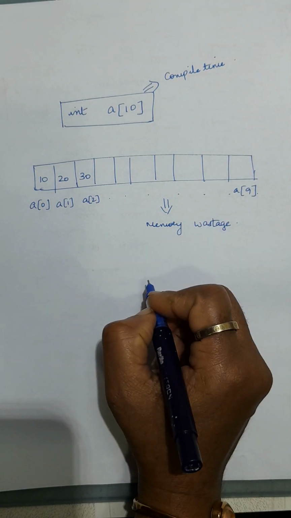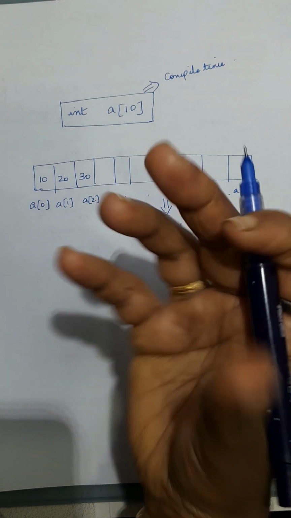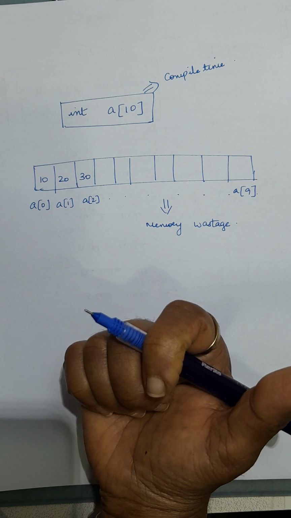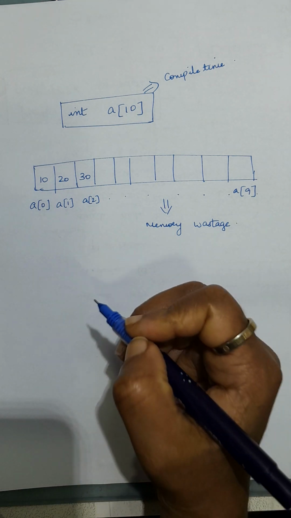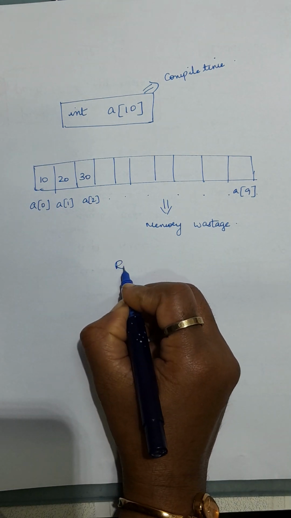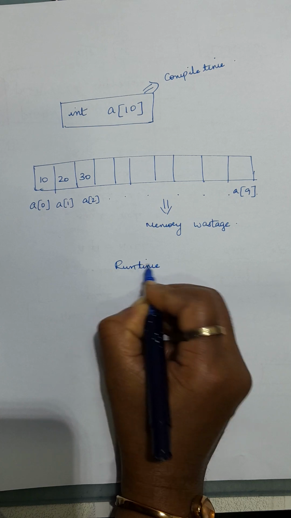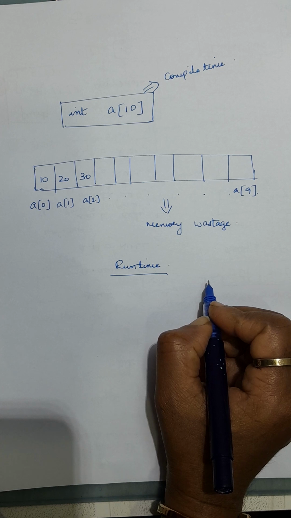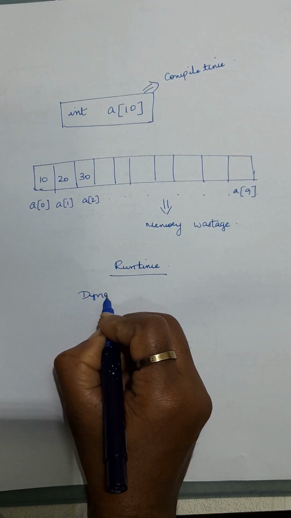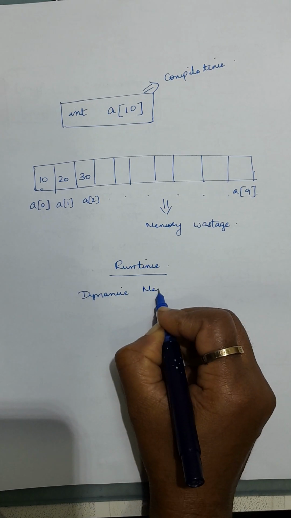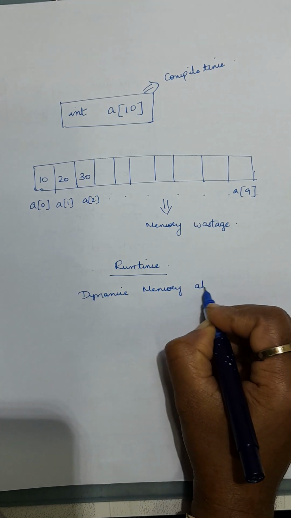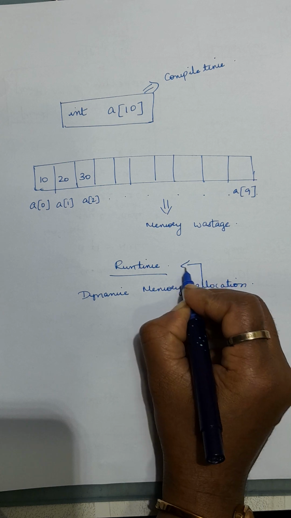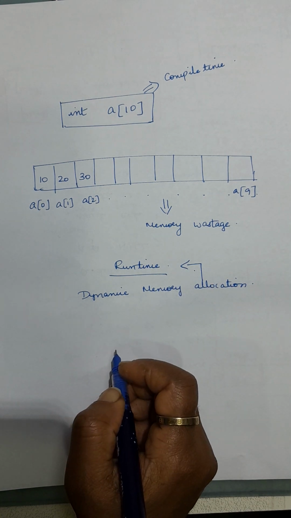But in order to avoid the wastage of memory, whatever the actual data we need, to store only that much data, we can allocate memory during runtime. This allocation of memory during runtime is called dynamic memory allocation. So allocating memory during runtime is called dynamic memory allocation.